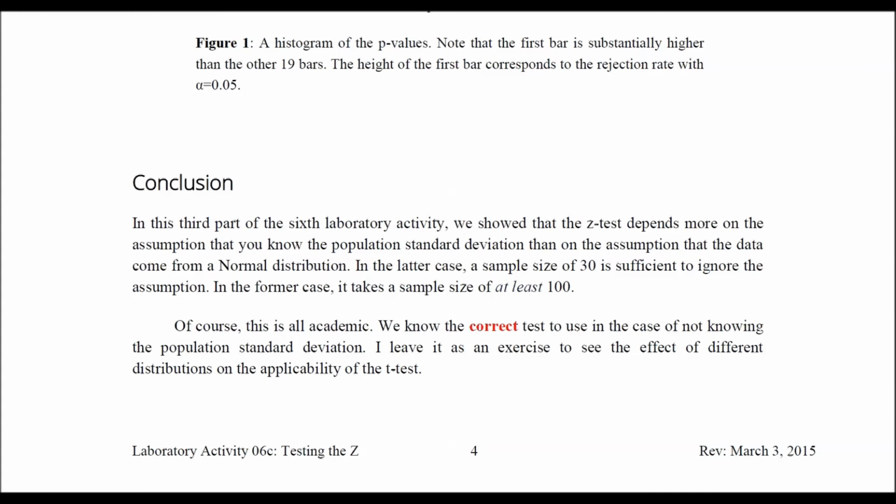Here we show that the z-test really does depend on knowing the population standard deviation. If you don't know the population standard deviation, just using the sample standard deviation isn't going to cut it. At least not when you're using the z-test. You do need a sample size of at least 100 in order for it to be close to usable. Now, we really don't have to worry about knowing the population standard deviation because we've got the t-test, which we're learning about in class, where you don't need to know the population standard deviation. So if you don't know it, there's no reason to use the z-test.